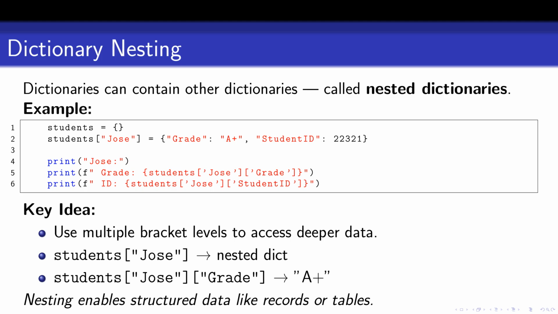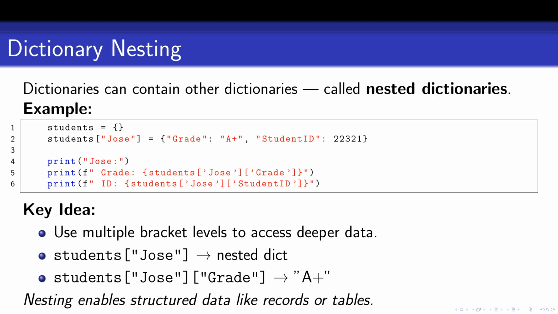Python supports nested dictionaries, where the value associated with a key is itself another dictionary. This structure is incredibly useful for representing complex, structured data, like records, configuration files, or grouped attributes. For example, you could have a students dictionary, where each student name maps to another dictionary containing their grade and student ID. Accessing nested values requires multiple bracket levels, such as students Jose grade.